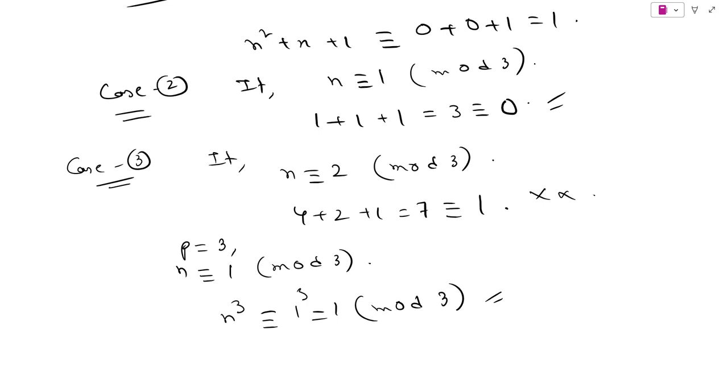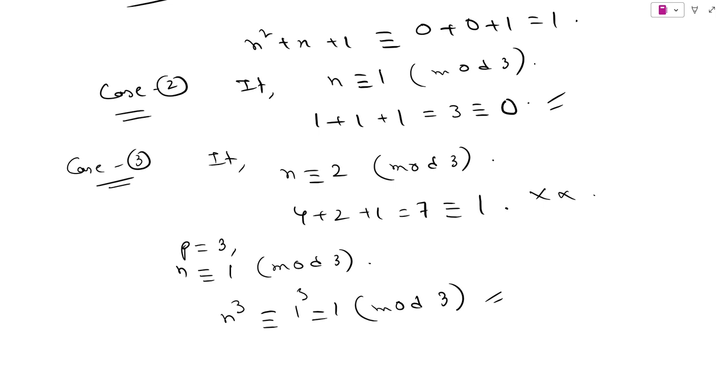So notice how beautifully everything fits together. Even though we treated P equal to 3 separately, the answer did not change. This is a common feature in number theory. Special cases often confirm the general result rather than contradict it.